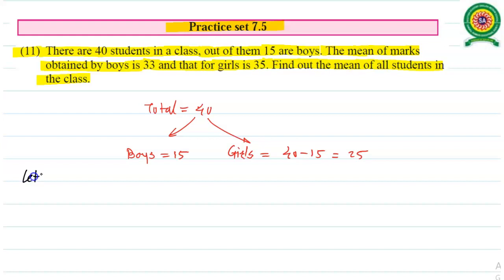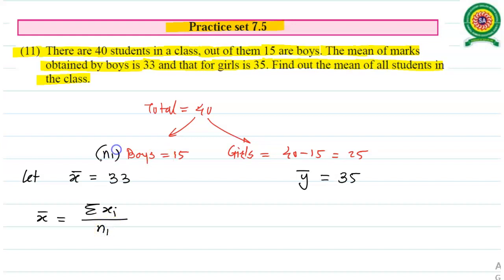Let us assume the mean marks of boys is x bar, which equals 33, and the mean marks of girls is y bar, let it be 35. What is the formula for evaluating the mean? We have x bar equals sum of xi divided by n. Here n is the total number of boys, so I am assuming it as n1, and the total number of girls is n2. What is the value of y bar? Instead of x we write y, so y bar equals sum of yi divided by n2.